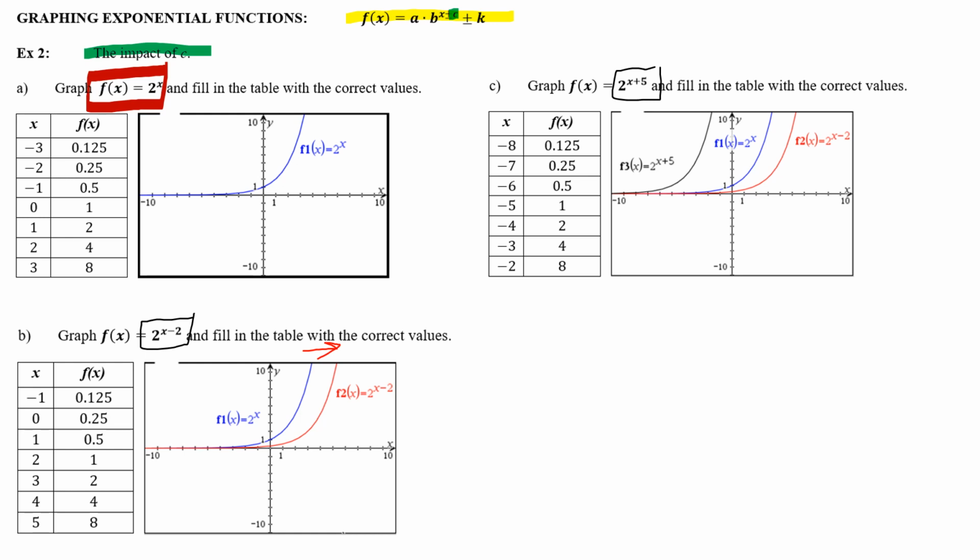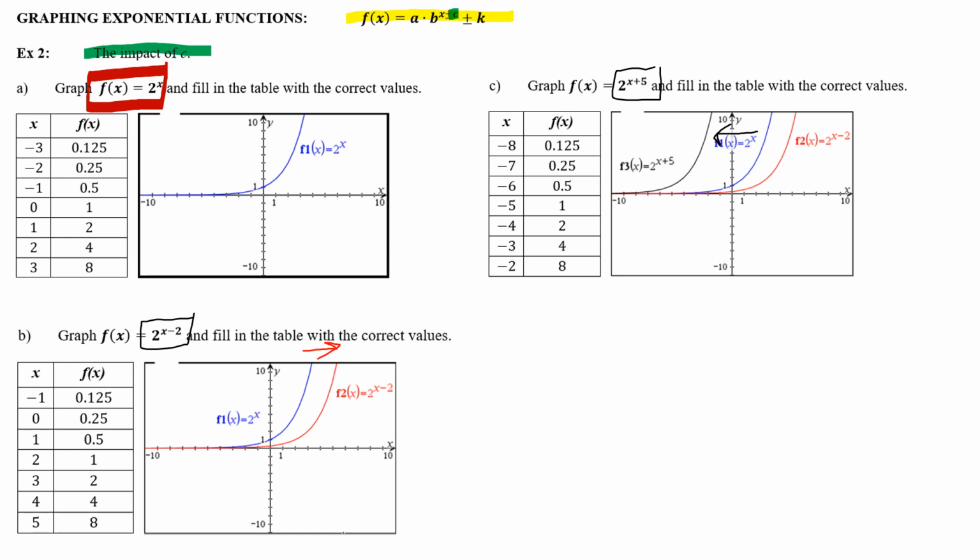Looking at C, we added plus 5. The blue one is the original one, the red one is the one that we just worked on, and the black one, the next one, is 2 raised to x plus 5. Now it actually went to the left 5 units. So when we add something to the exponent, it's going to shift our graph left to right horizontally, just like the x-axis. In the previous example, manipulating k made the graph go up or down, just like the y-axis. But this time around, it's messing around with left to right movement.